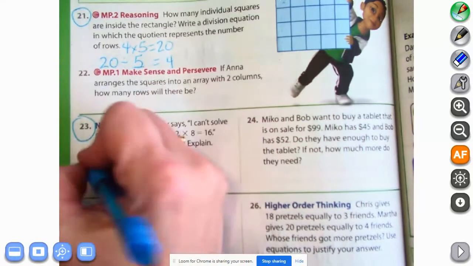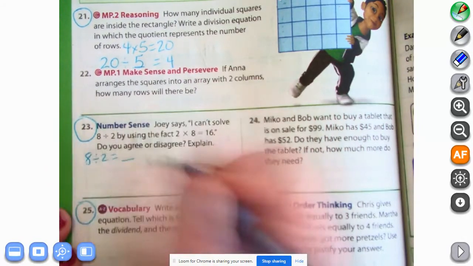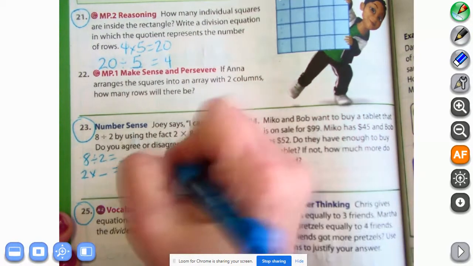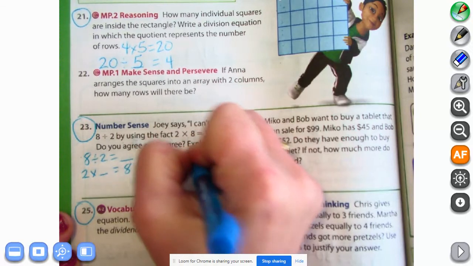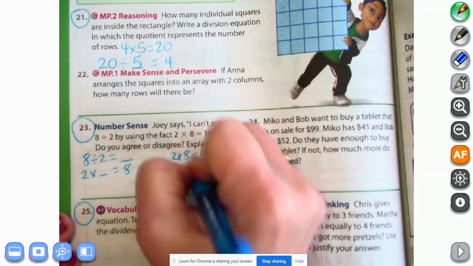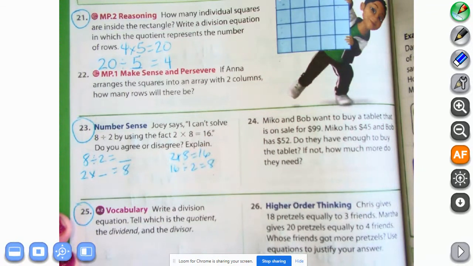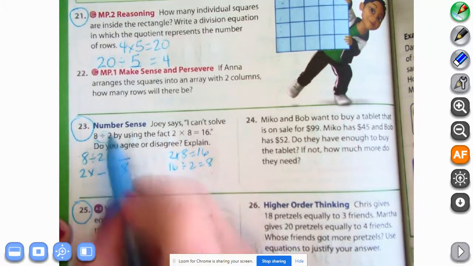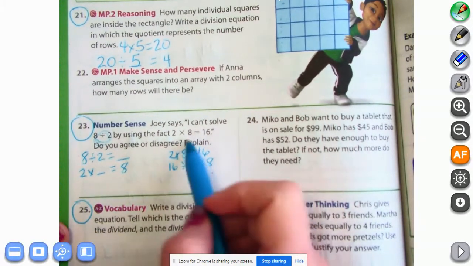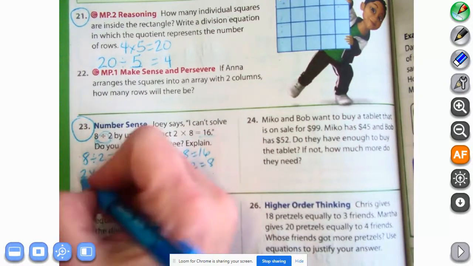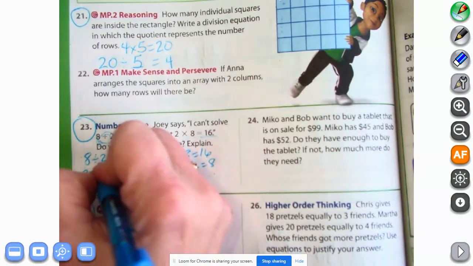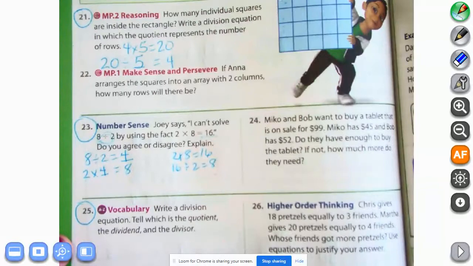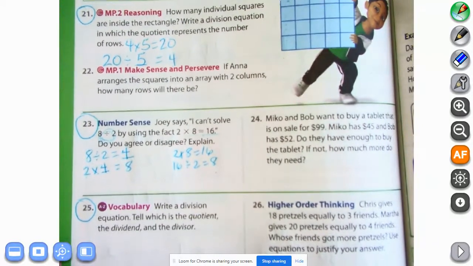All right, so 8 divided by 2 is the same as 2 times something equals 8. If we do 2 times 8 equals 16, then 16 divided by 2 would equal 8. Is that correct? Okay, we're not using our math facts if we try to use the 16. That's too many. So 2 times what will make 8? 2 times 4 will make 8. So 8 divided by 2 will make 4. So do you agree? He says, I can't solve it by doing that.